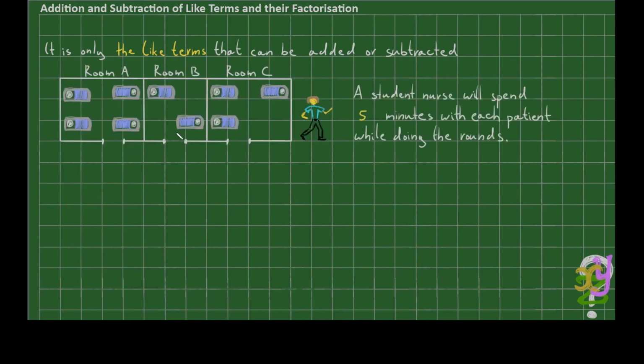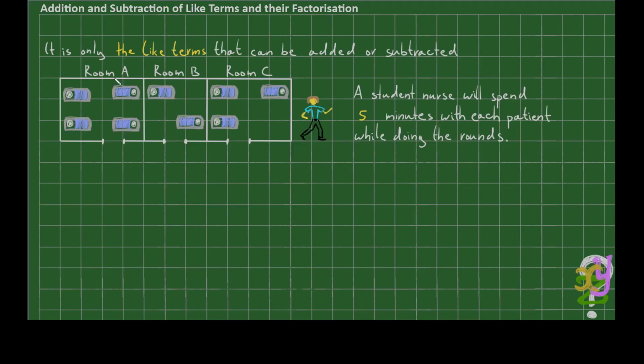Here we have 3 rooms with different number of patients, and we also have a student nurse. As it happens, this student nurse will spend 5 minutes with each patient while doing their rounds. How long will it take for the student nurse to finish their rounds? One way to go about this is to calculate how long the student nurse will spend in each room and then add those times together.